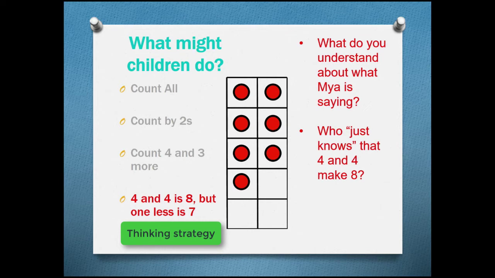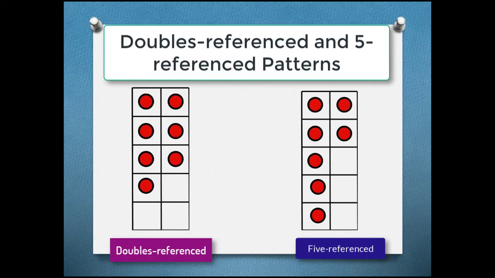Or who else just knows that 4 and 4 make 8? How did 4 and 4 makes 8 help her figure out what 4 and 3 makes? So this is really devoting some time in the discussion to one of these productive kinds of solutions. Okay, so what we've done is we've given you an example of a flashing solution.